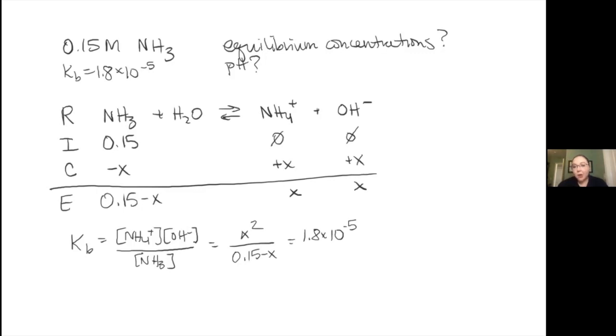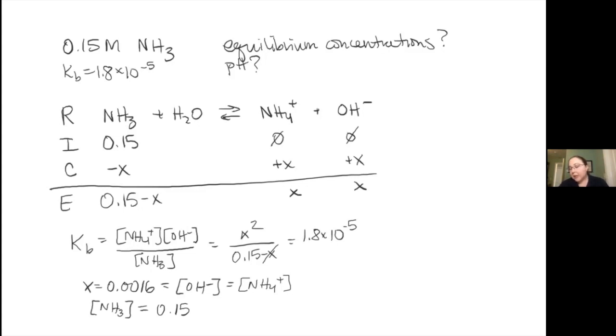That's our Kb. We're going to neglect x here because 0.15 is 3 orders of magnitude larger than 1.8 times 10 to the minus 5. So it's okay for us to neglect x here in the bottom. And we can solve for x equals 0.0016. This is equal to our concentration of OH minus, and it's equal to our concentration of NH4 plus. And we can find our concentration of NH3 with sig figs. It's still about the same, 0.15. When we subtract 0.0016, we get basically the same thing. So our small x approximation was valid.